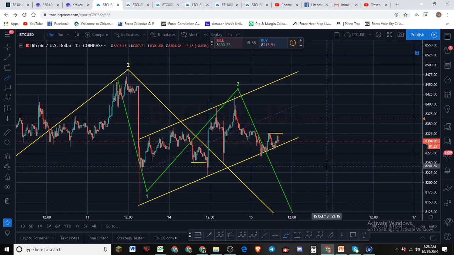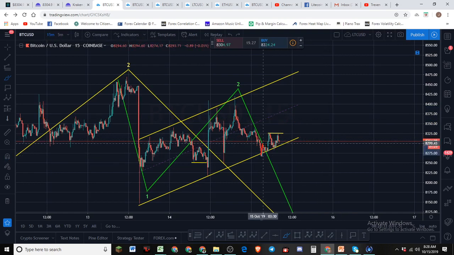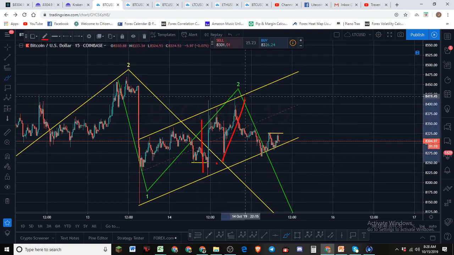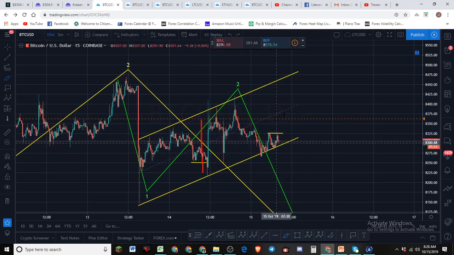It looks like we need to break out of this channel. Otherwise, we need to make an impulse to the upside and get out of this region, and we just haven't done it. We had an impulse here, an impulse there, but we're just not getting an impulse out of this region to come this way. So it's just looking pretty dumpy.